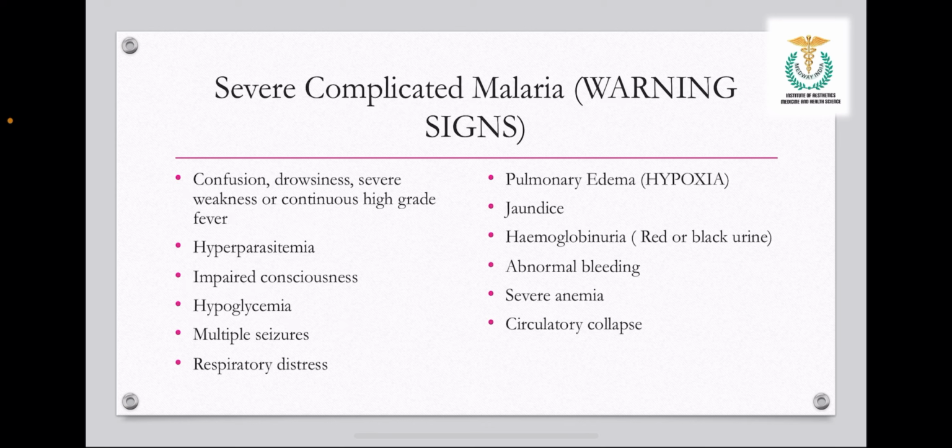In conditions where malaria is very complicated or severe, we can see warning signs like confusion, drowsiness, severe weakness or continuous high grade fever, hyperparasitemia, impaired consciousness, hypoglycemia, multiple seizures, respiratory distress, pulmonary edema, hypoxia, jaundice, hemoglobinuria or red or black urine, abnormal bleeding, severe anemia, and circulatory collapse. So these are the warning signs in cases of severe complicated malaria.